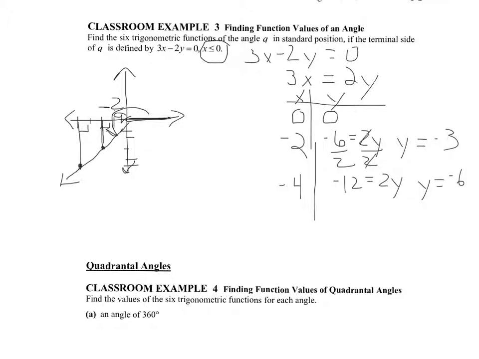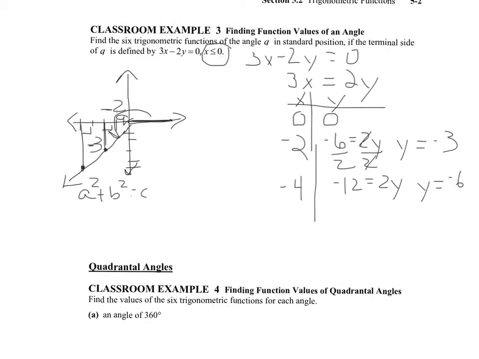So our x value is -2. What was our y value that goes with that? -3. And we need to find that hypotenuse length. So how are we going to do that? Pythagorean theorem. So if we do a squared plus b squared equals c squared, oops.